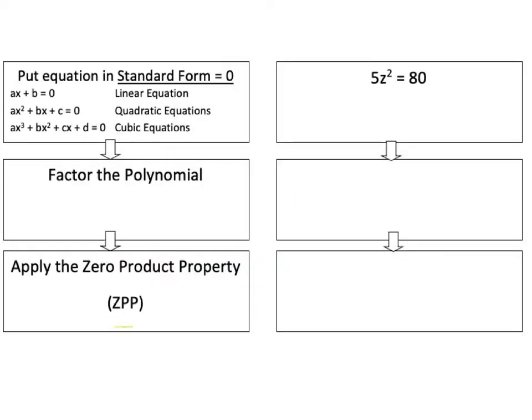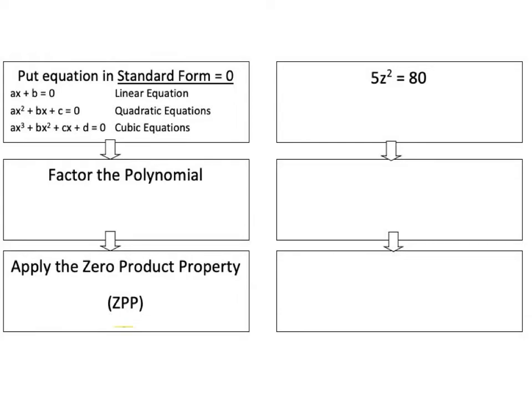Now, most times your problem will not be given already factored. So here's a quadratic equation, 5z squared equals 80. I would tell you that we could do this one by our previous method, the square root method, but let me show you how it can be done by a new method.